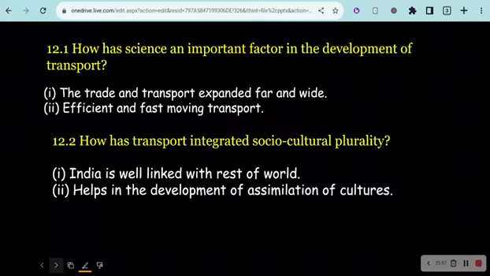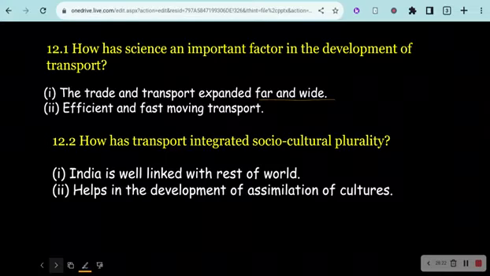How is science an important factor in the development of transport? With science only the cars and machines were thought of, and then only transport developed, right? Trade and transport expanded far and wide due to science only. And to make fast moving and very efficient transportation, science and engineering were required, right? So that's why.